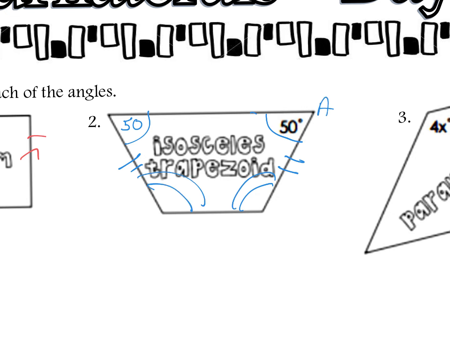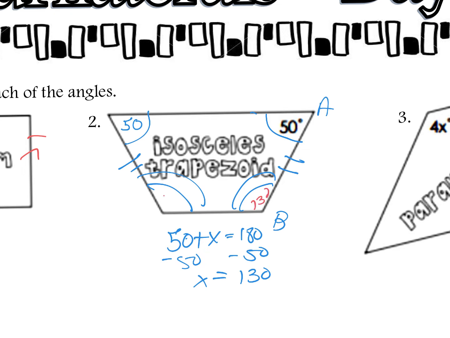So angle A and angle B add up to 180 degrees because it is a parallelogram. That means I have 50 plus x equals 180. Minus 50, minus 50, that gives me 130. So x equals 130. So this interior angle right here is 130. And so is this one.